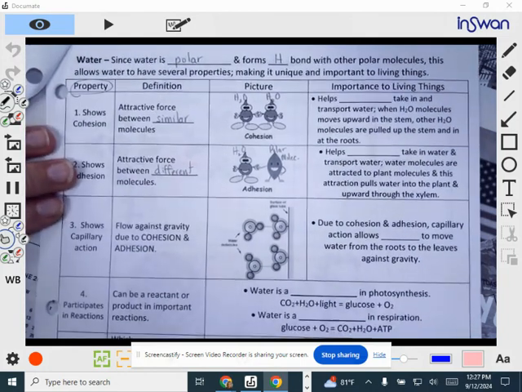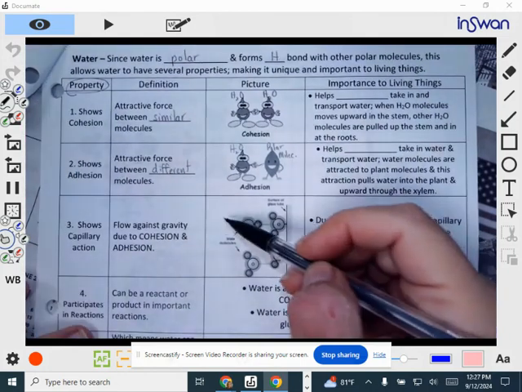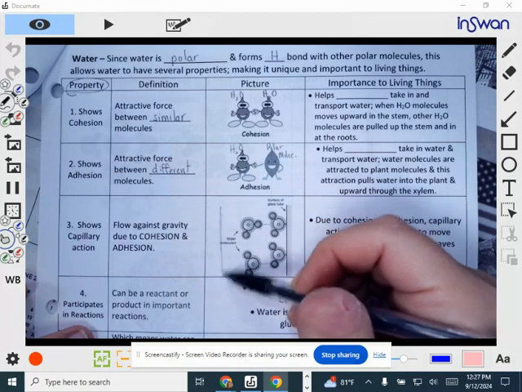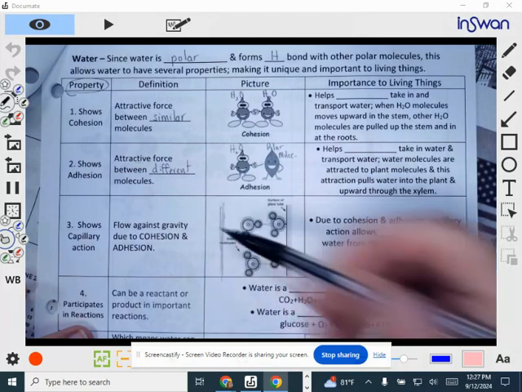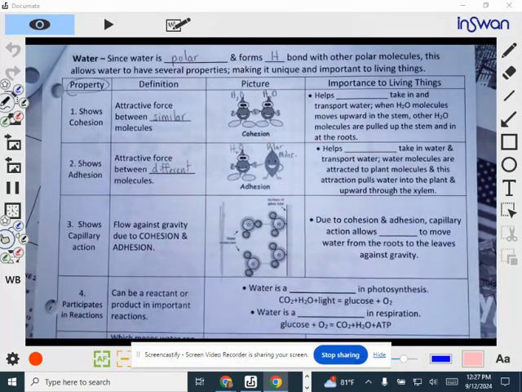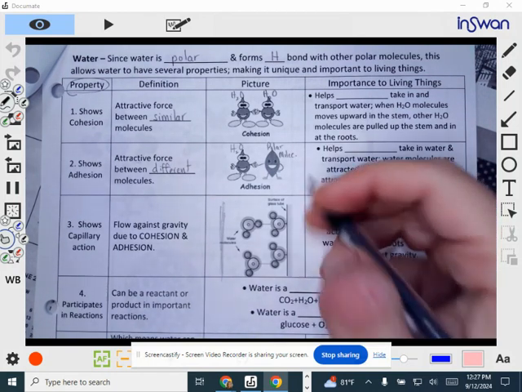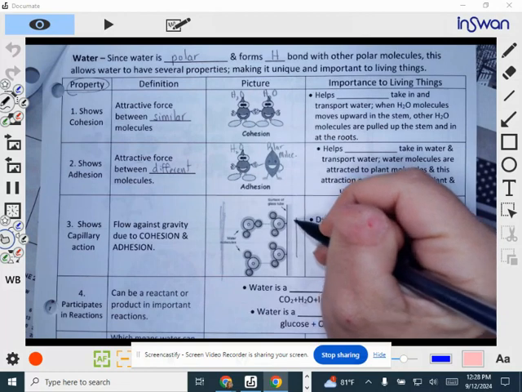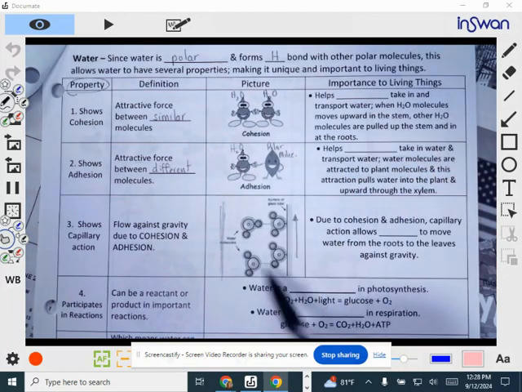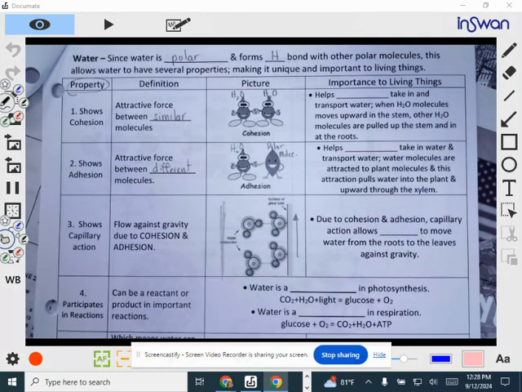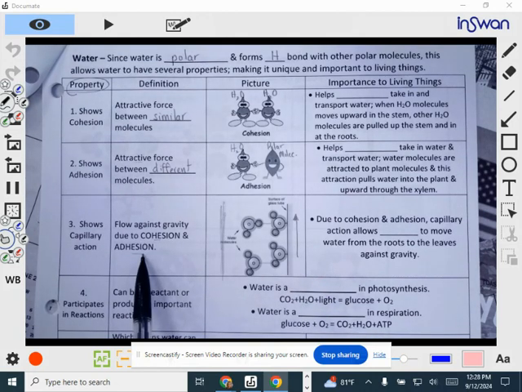Now let's take a look at capillary action, and I'm going to draw the other side of a tube in our picture here. Because of cohesion and adhesion, water has the ability to move upward, like in glass tubes or in the xylem, which are basically tubes where water flows up in plants.